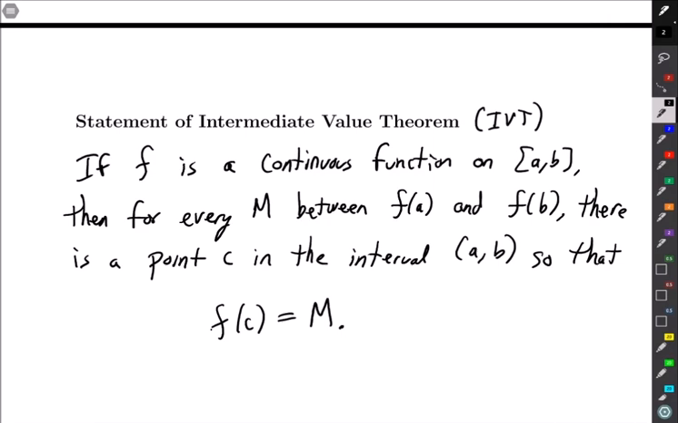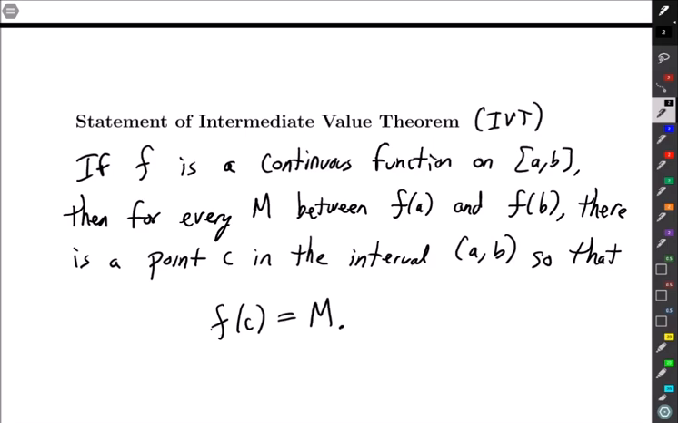We'll talk about what all this means in a second, but the idea is if I'm starting at f of A and trying to go to f of B, I have to cross every value in between them because I can't jump, I can't go to infinity, I can't do anything weird. Since I'm continuous, I have to be able to draw a smooth graph connecting those 2 points, which is going to cross over every value in between f of A and f of B.